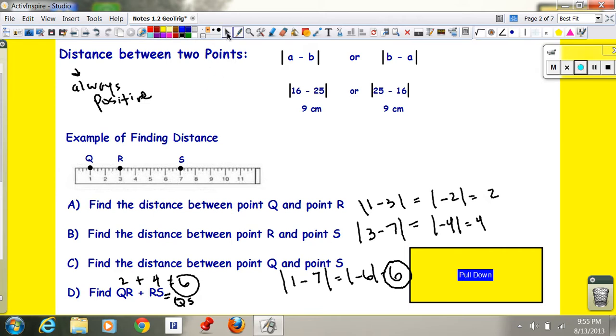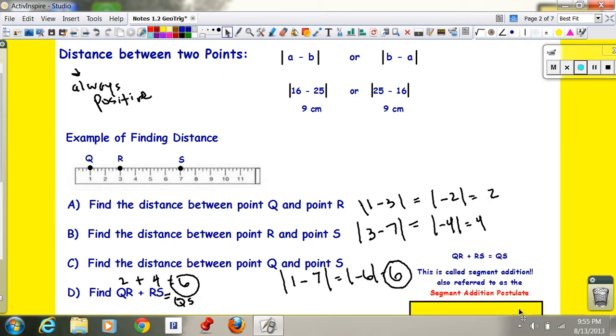So if you take a look at this right here, it says QR plus RS really comes out to equal QS. This is called segment addition. When you're adding the two segments, you're adding the QR plus the RS. That's one segment, that's a second segment. You add them together and you get the big segment, QS. It's called segment addition, also referred to as the segment addition postulate. Again, pause that and you can copy that down.